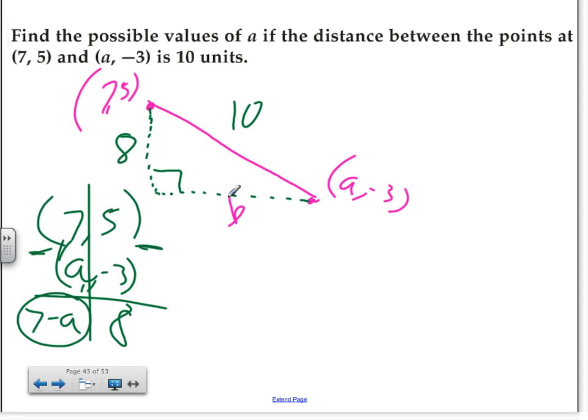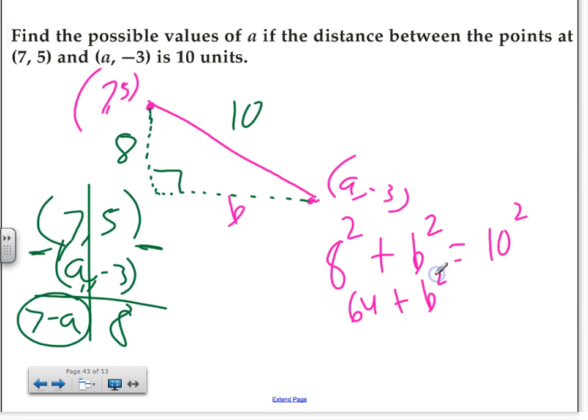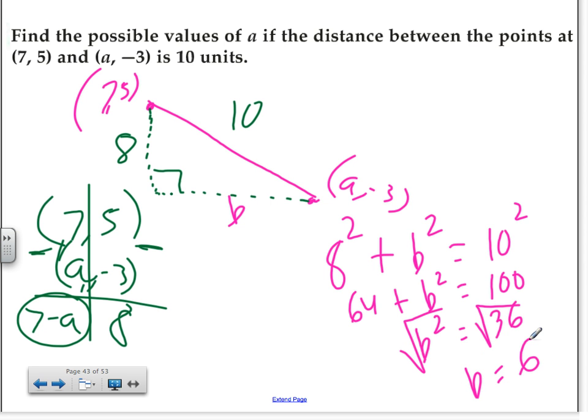But how do we set this problem up now? 8 squared plus B squared, very good, equal to 10 squared. You see how it's a bit different from the other one? Because this time I gave you the longest side already. So let's solve. 64 plus B squared equals 100. How do I solve for B? Subtract 64. So if I subtract 64 over, I should have 36. Yes? How do I solve for B? Square root it. So B is 6.